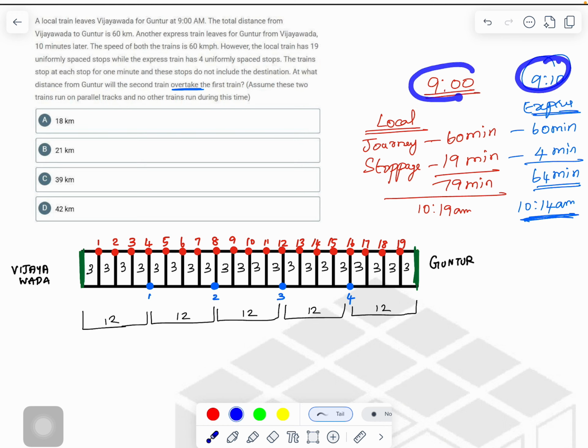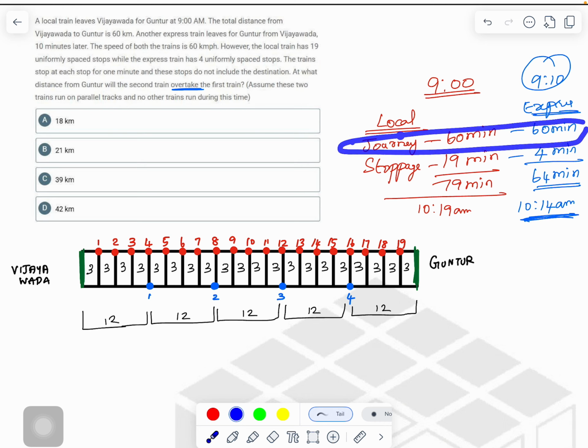It is lagging behind by 10 minutes. It is starting 10 minutes late. So it has to make up for the 10 minutes delay, right? Now, because of the journey, is there any change in the time taken for the local train or the time taken in the express train?